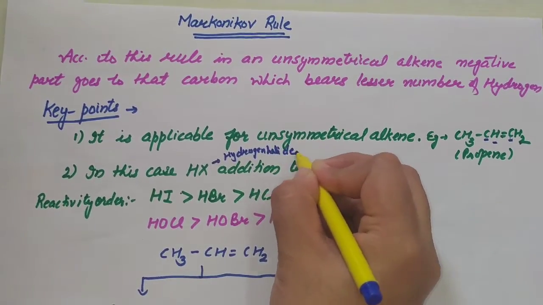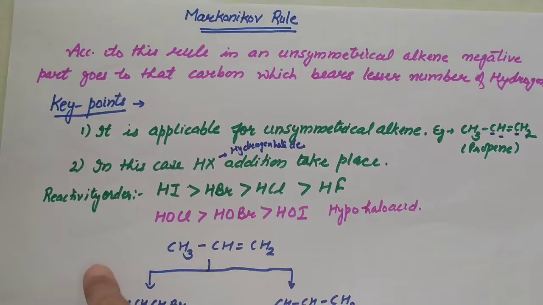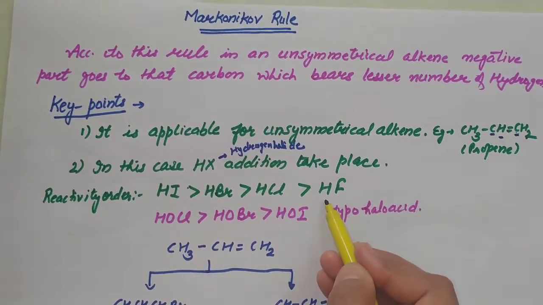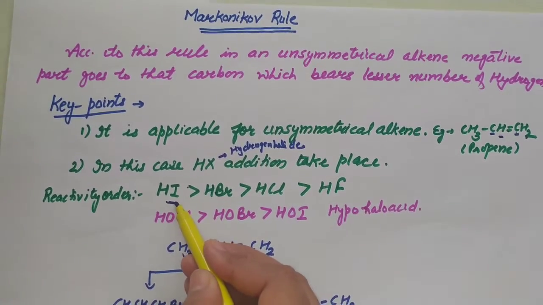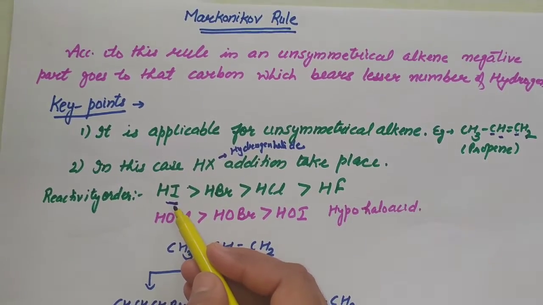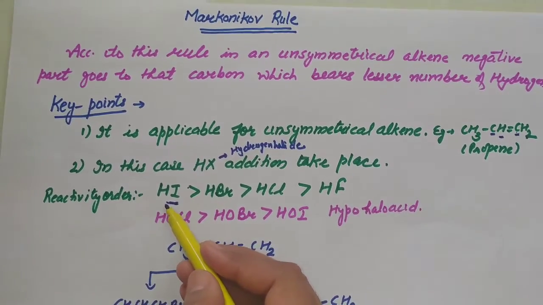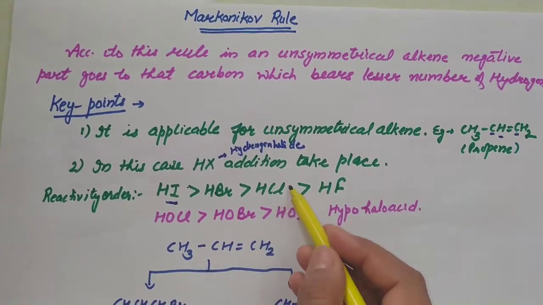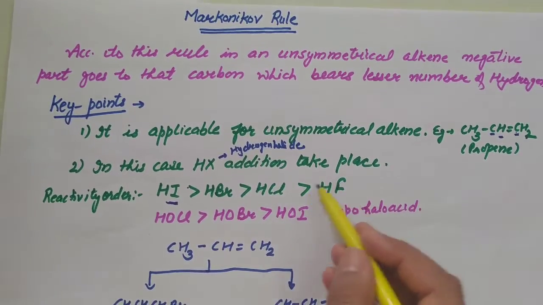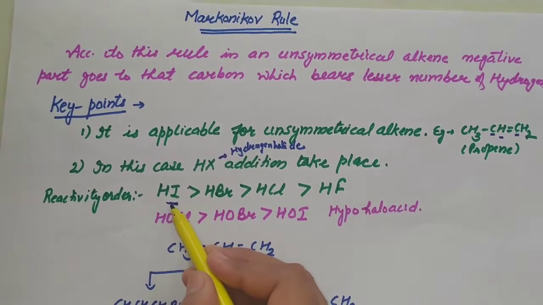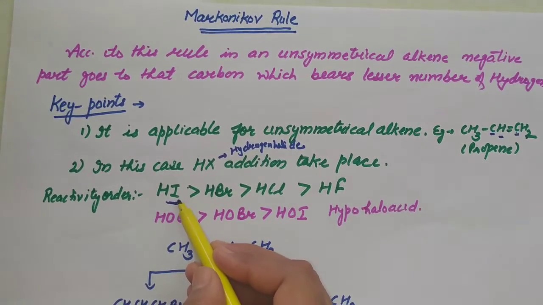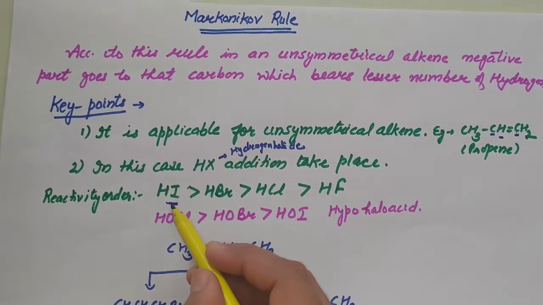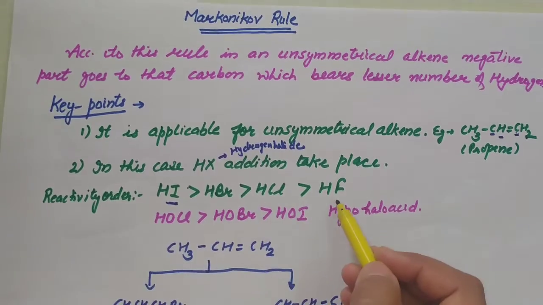Addition of hydrogen halide takes place, and the reactivity of hydrogen halide is HI more reactive than HBr, then HCl, and then HF. HI is the most reactive toward addition to an unsymmetrical alkene. Why is HI more reactive? Because I is bigger in size in comparison to Br, followed by Cl, followed by fluorine. So this bond can be easily broken as it is bigger in size, so it easily reacts with the unsymmetrical alkene. So the reactivity order is HI, HBr, HCl, followed by HF.